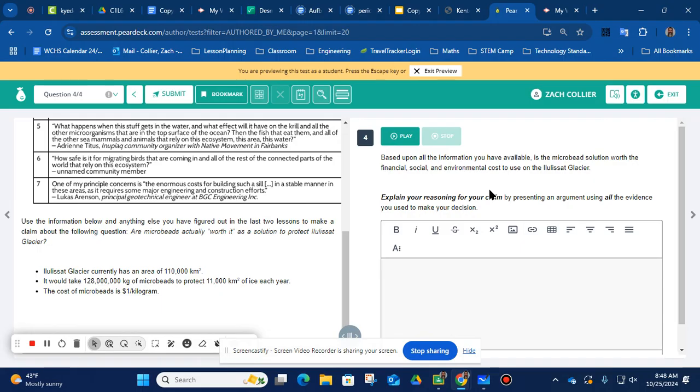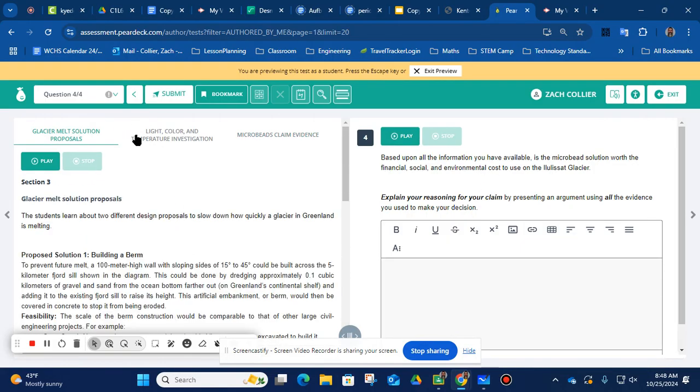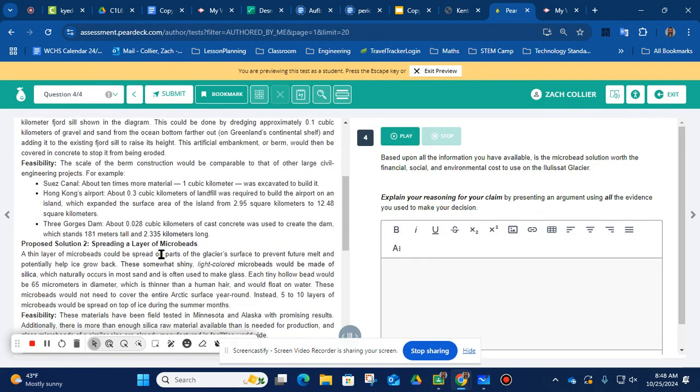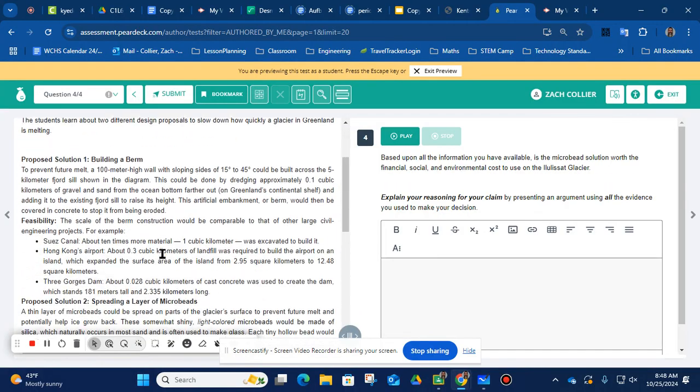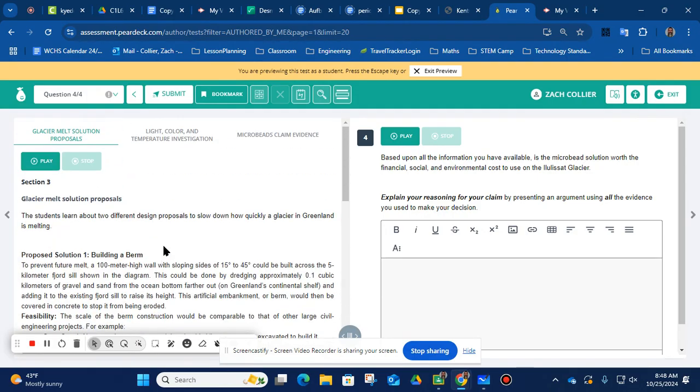Based on all the information, is the microbead solution worth the financial, social, and environmental costs to use on the Ilulissat Glacier? Explain your reasoning for your claim by presenting an argument using all the evidence used to make your decision. Again, you're going to want to pull from all the sources, the melt proposals to describe basically what they do and what they are, information like the fact that they float on water.